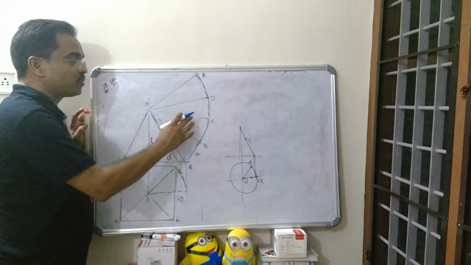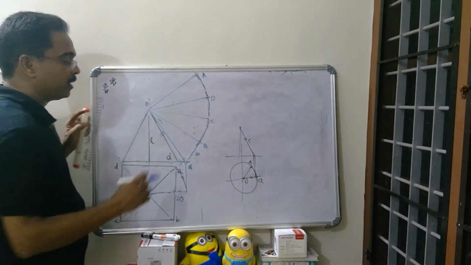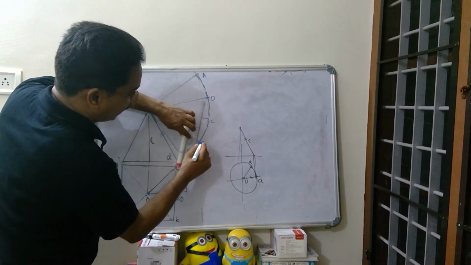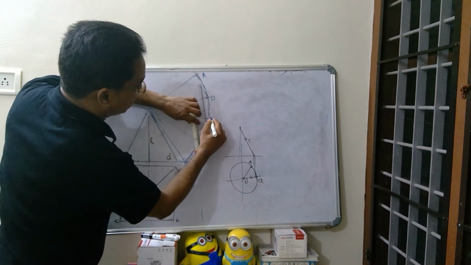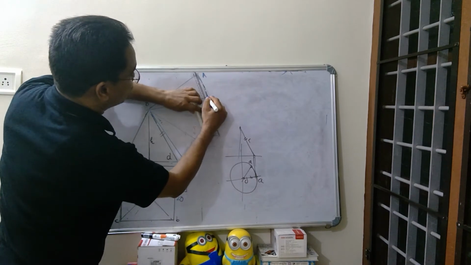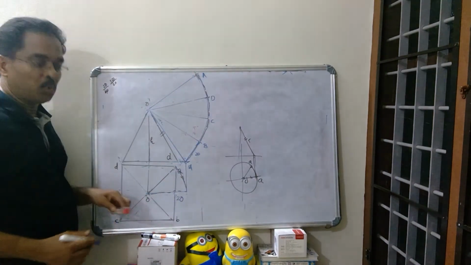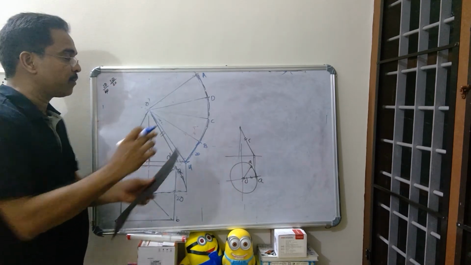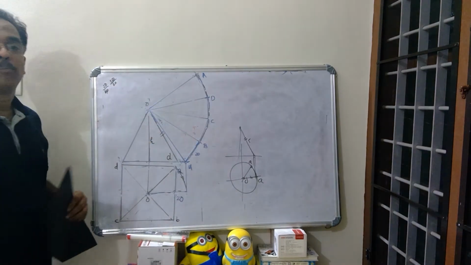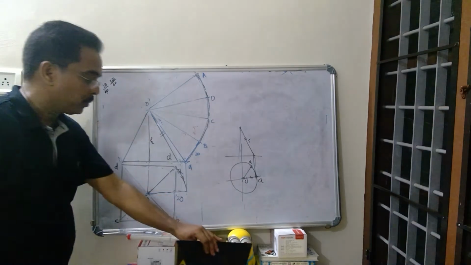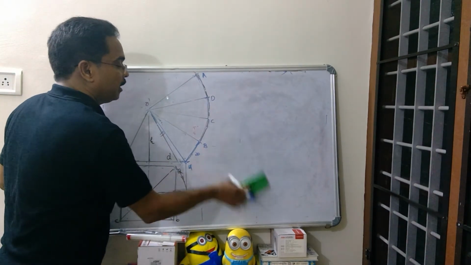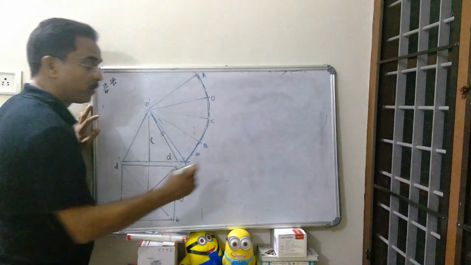How will you transform this into the development of a pyramid? Join these points with straight lines. Then only this becomes the development of a pyramid, because you can see that edges are straight in the case of pyramids. Now this is very important. The true length measurement is very important in the case of development of pyramids.